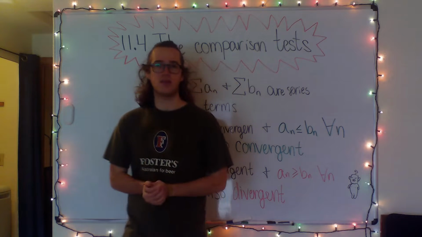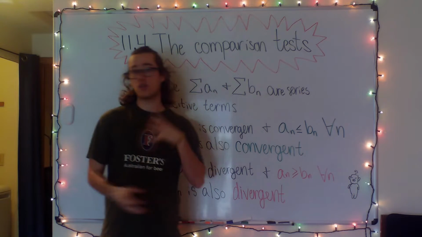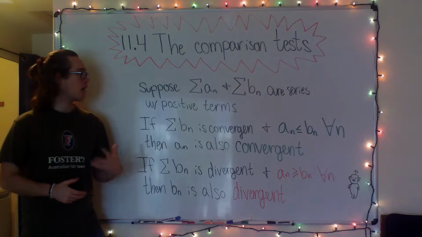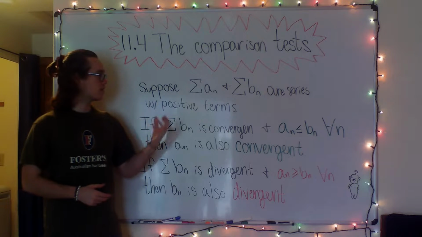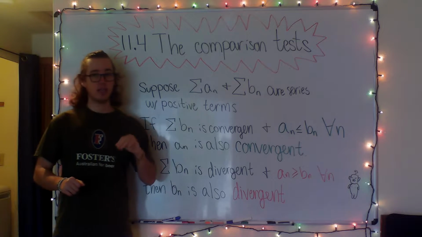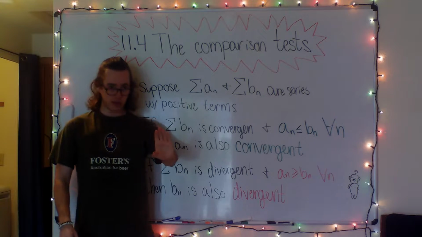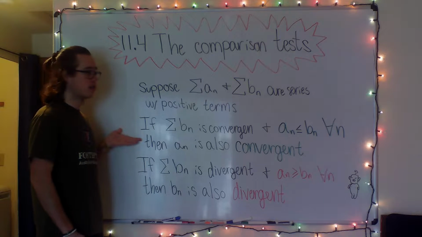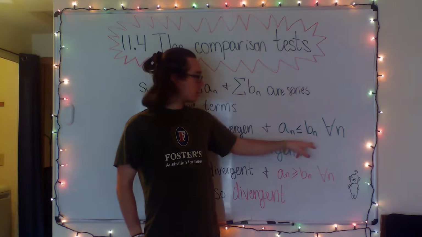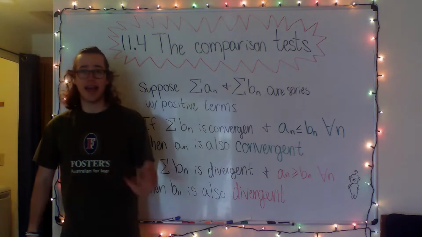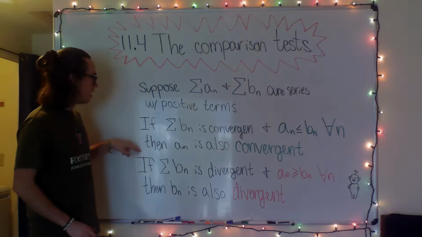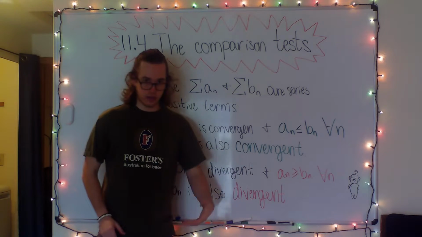So we begin this video with a theorem. I guess it's a two-part theorem, and it states that suppose the sum of an and the sum of bn are series with positive terms. If the sum of bn is convergent and the sequence an is less than or equal to bn for all n in the sequence, so that's every single term in the sequence, then the sum of an is also convergent.